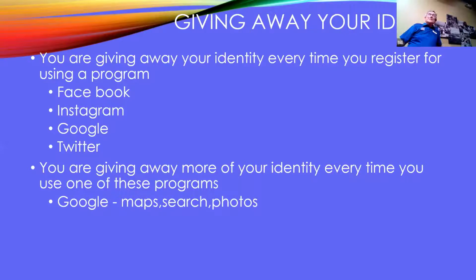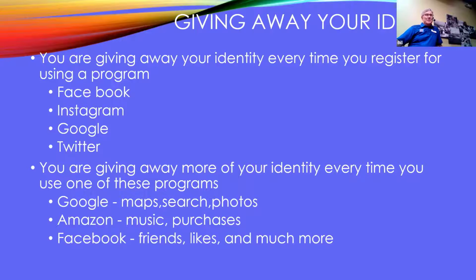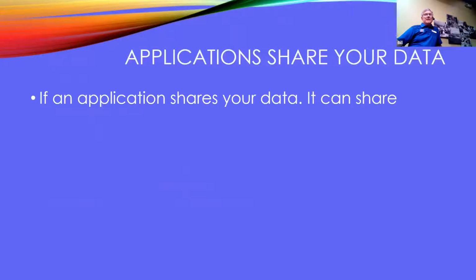If you took a picture and Google has it, they know where the picture was taken and when it was taken. Amazon knows what kind of music you like and your purchase habits. Facebook has your friends, your likes, and much more, right? If an application shares your data, it can share your contacts. So Google has your contacts, don't they? Wow, they know every person and every person you know's address and email address.